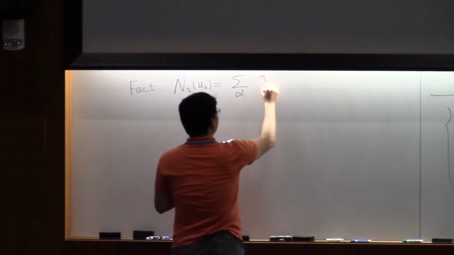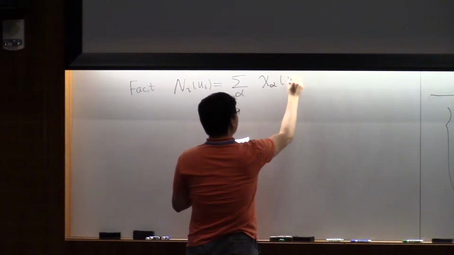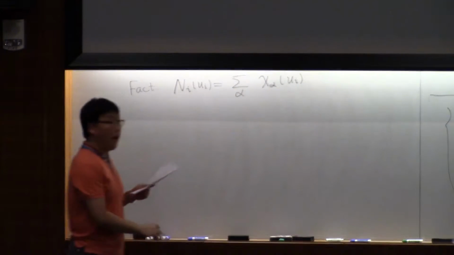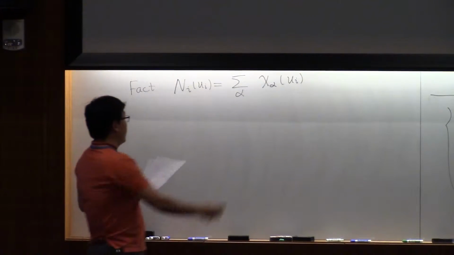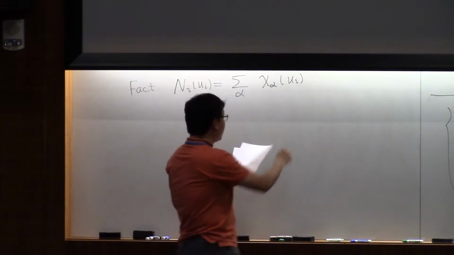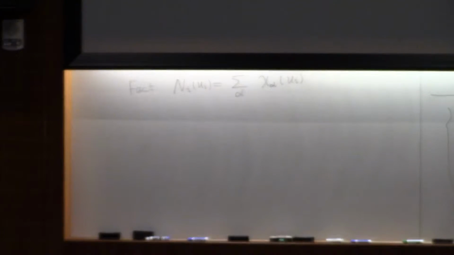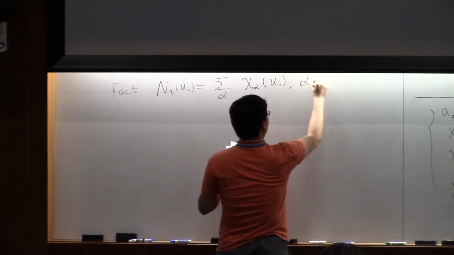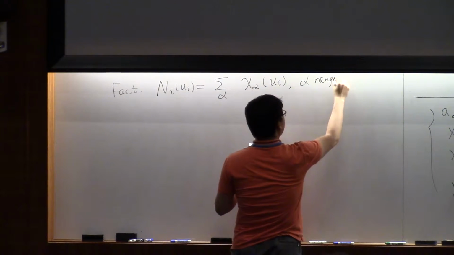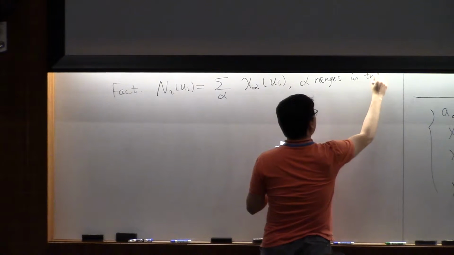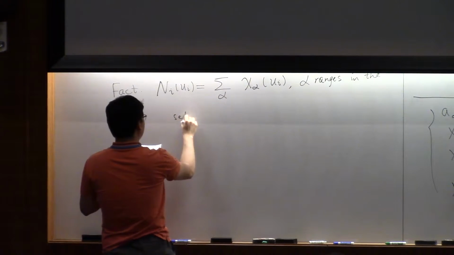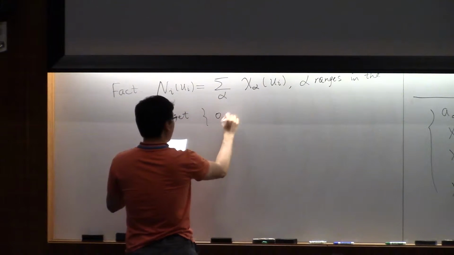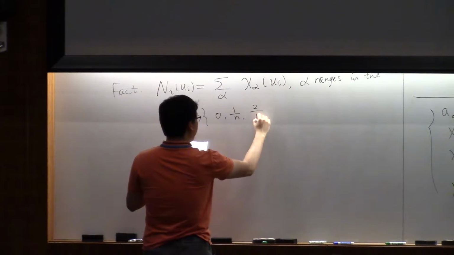values of characters. Here you consider all the characters of this form, but you do not consider all the possible rational alphas. Here, alpha ranges in the set zero, 1 over n, 2 over n.